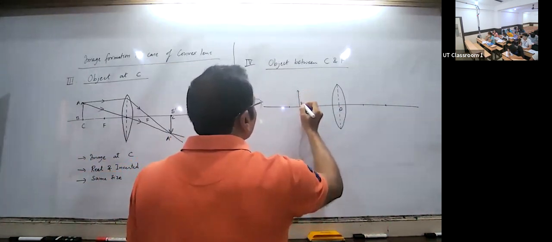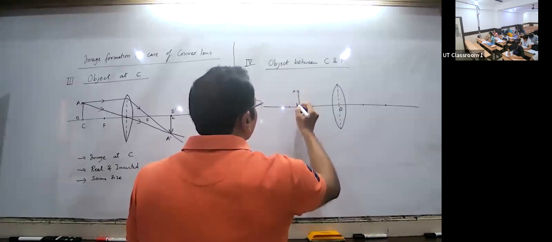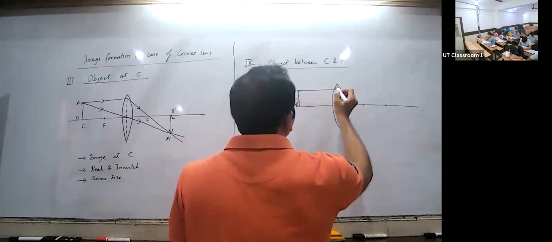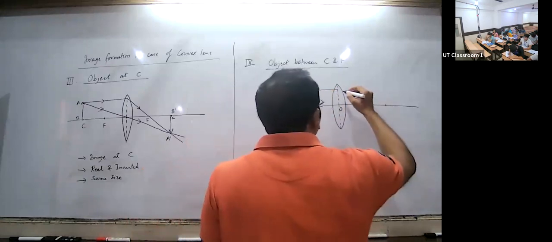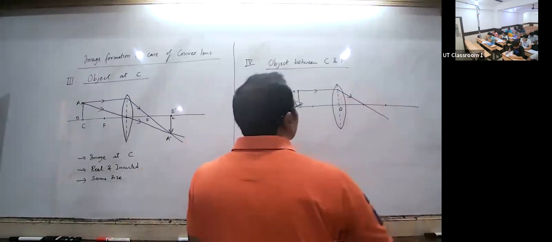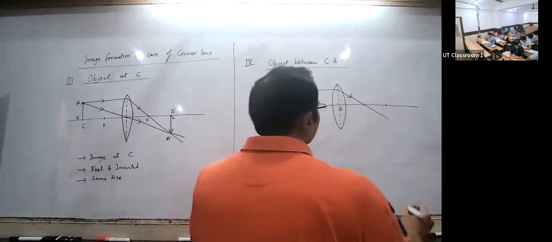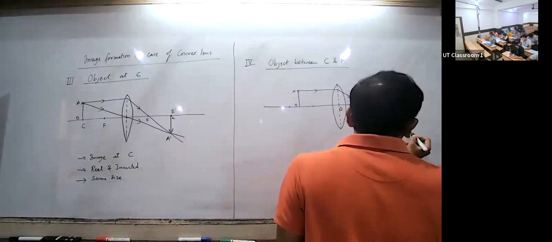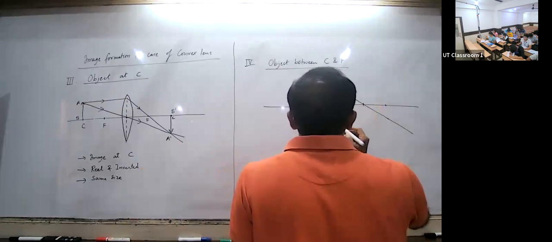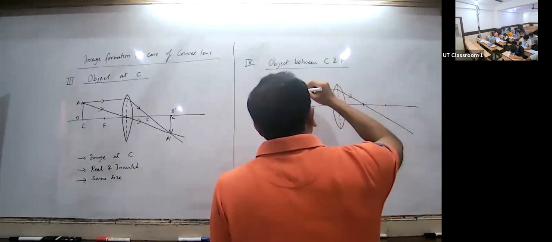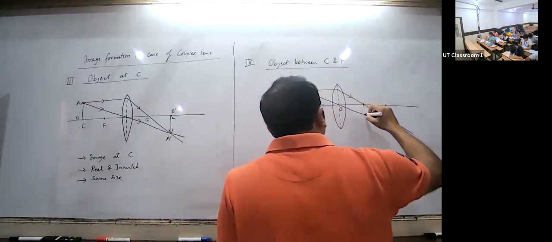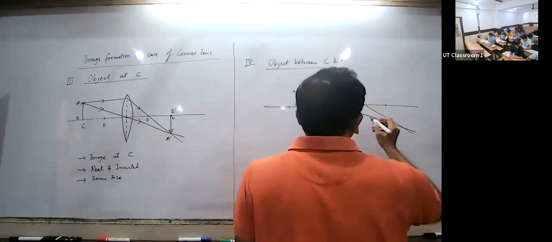In place anywhere. This is AB. One ray parallel to the principal axis. It will pass through the focus after refraction. Right. It goes like this. Then the other one, take through the optical center. Let's see where it meets. It meets.